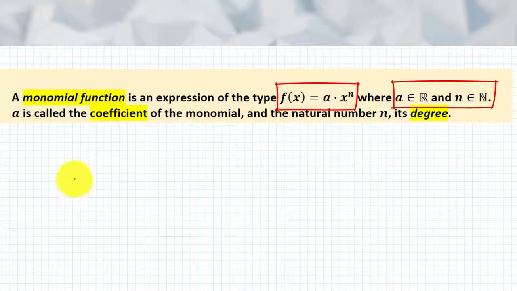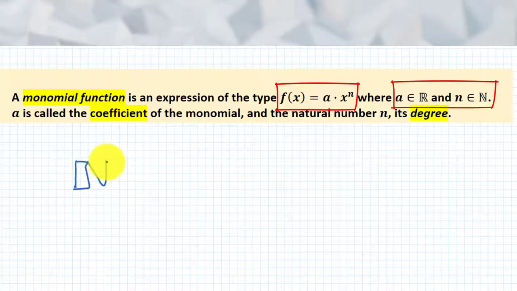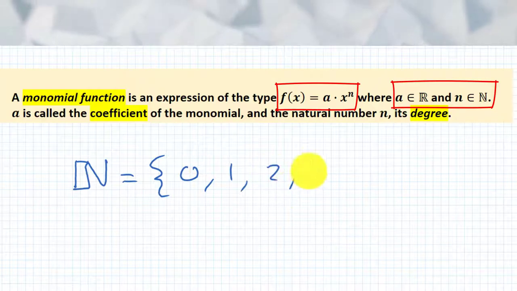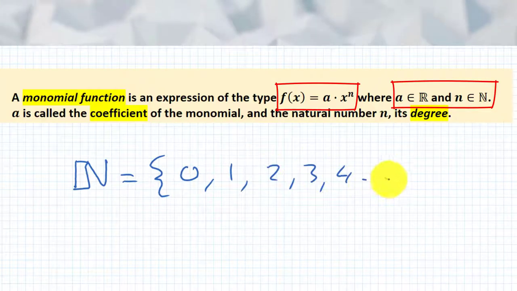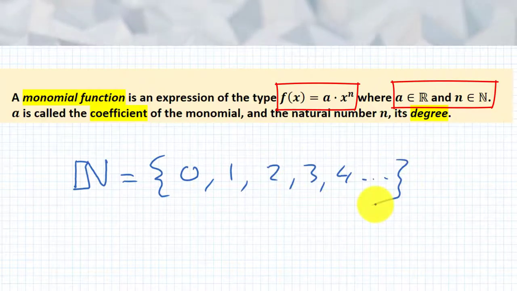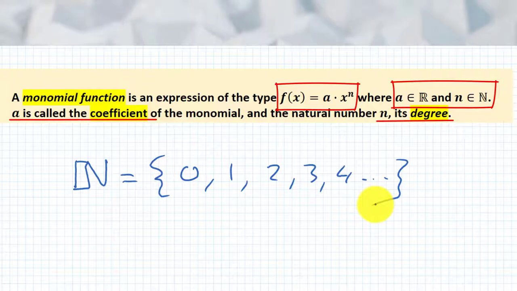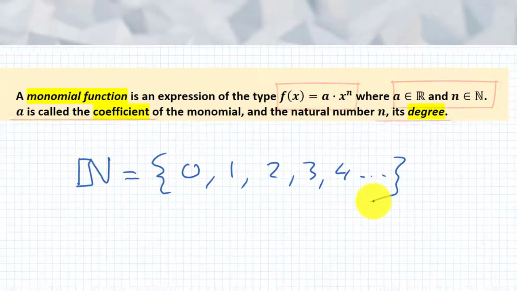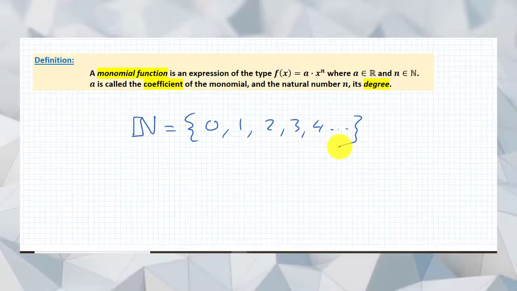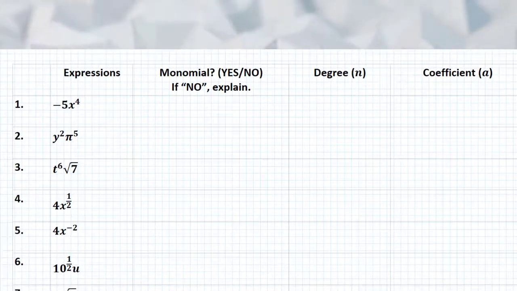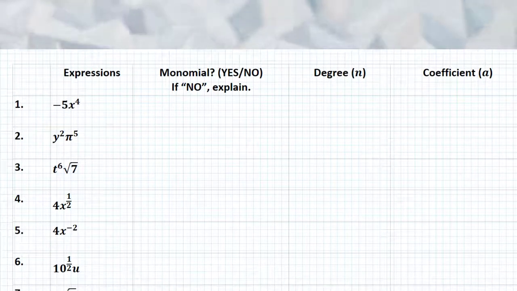Now let me remind you that in the set of natural numbers, we have included 0. So it's all the counting numbers plus 0. A is called the coefficient of the monomial, while n is called the degree of the monomial. Let's go over a few examples to make sure we understand this statement. Example number 1, is negative 5x to the 4 a monomial?